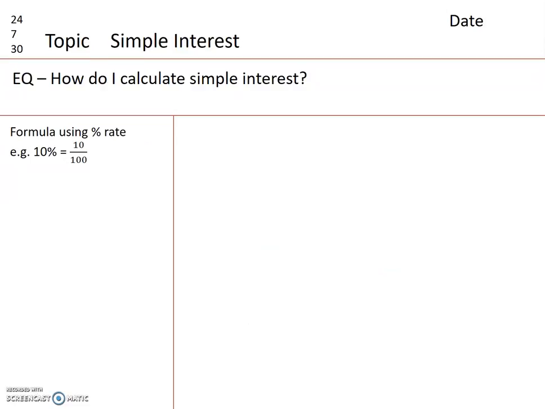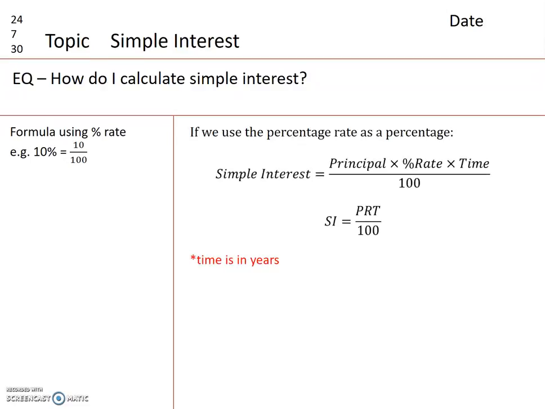Okay, so when a formula is using the percentage rate as a percentage, we need to make sure that at the end we are dividing by 100. Okay?